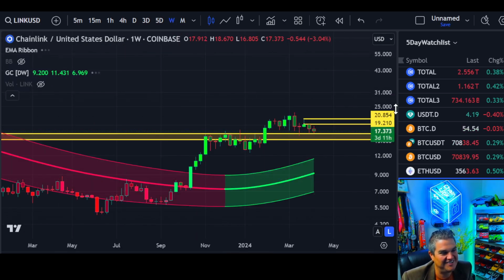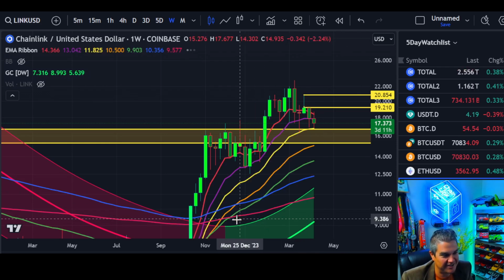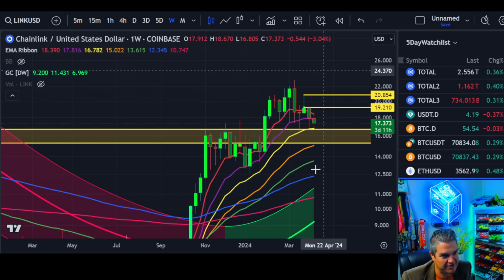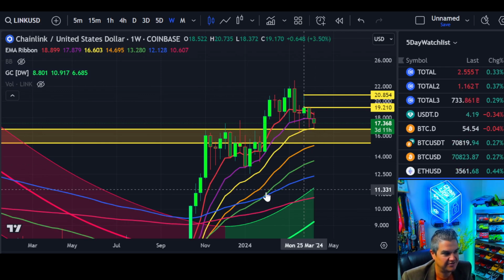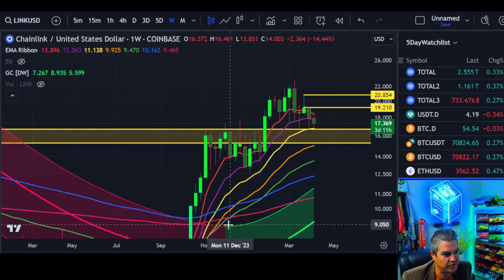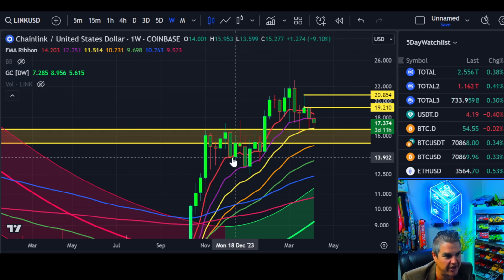Everyone drops off there. Gaussian channel on the weekly: all moving averages rising, Gaussian's rising, Gaussian's green. If you're waiting on the weekly, you would have bought Chainlink right about here, $14. Weekly green, price action above it, double check mark, you're good to go.